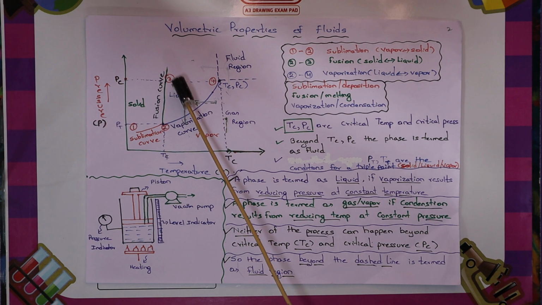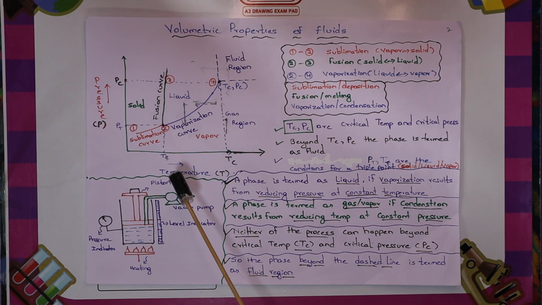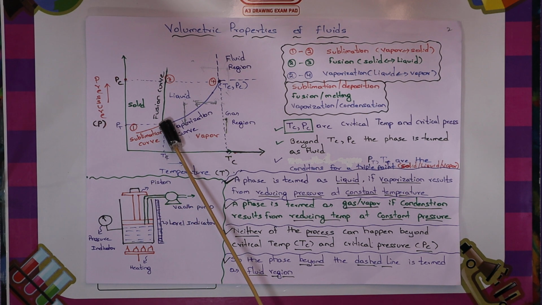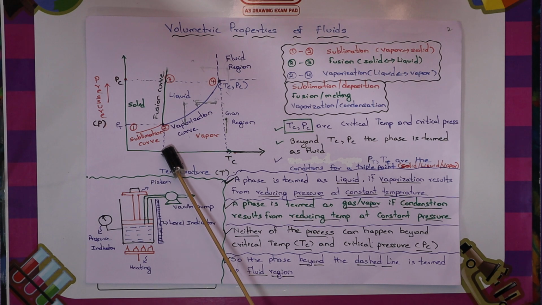And 2-4 represents the liquid-vapor curve. All three curves meet at one point, which is point 2: the sublimation curve, fusion curve and vaporization curve all meet at one point, which is called the triple point, with pressure Pt and temperature Tt. At this triple point, if you maintain this particular pressure and this particular temperature, there will be solid, liquid as well as vapor phase present. It could be water or any substance, because this particular graph is substance specific.